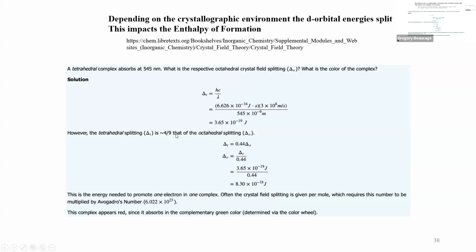And then if you're going to transition from tetrahedral to octahedral, what color would it be? There's a relationship between those two, it's 0.44. For octahedral, you take the tetrahedral energy, multiply by that factor, and you get this energy. You could convert that energy to a wavelength. With white light, you'd subtract that wavelength, so it's absorbing green, so the thing would be red.